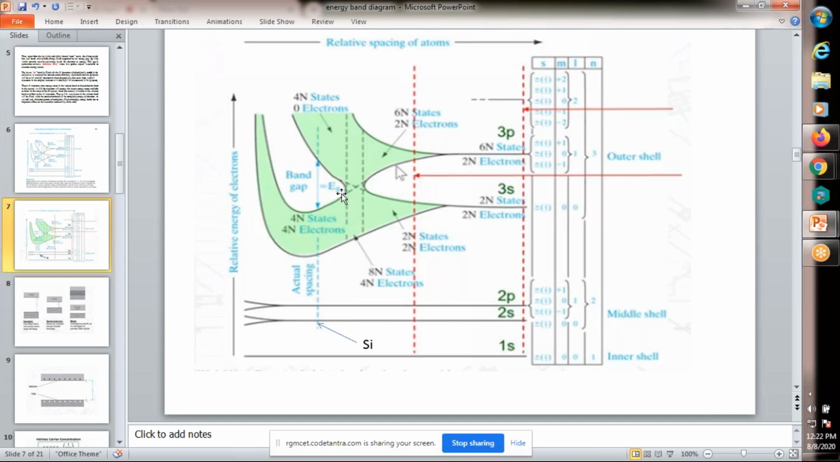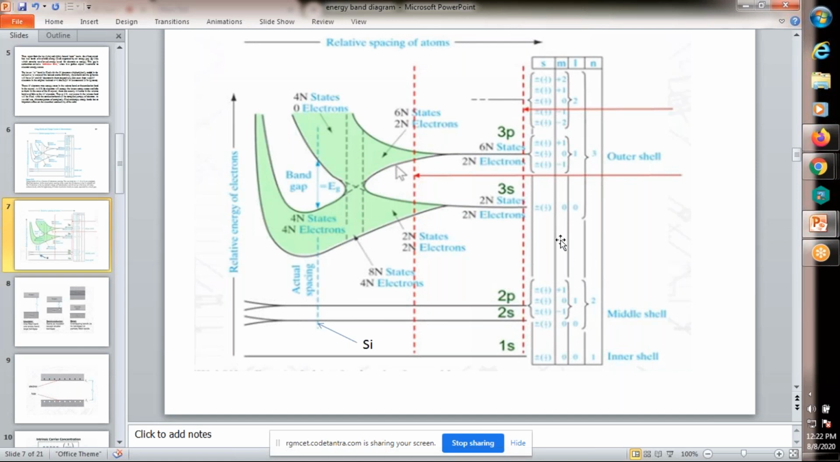Now what happens if you move to the right side? Observe here. The total is 8N states and 8N electrons. In this case, the behavior is like a metal. The conduction band and valence band overlap here; there is no energy band gap. So the behavior is metallic, right?